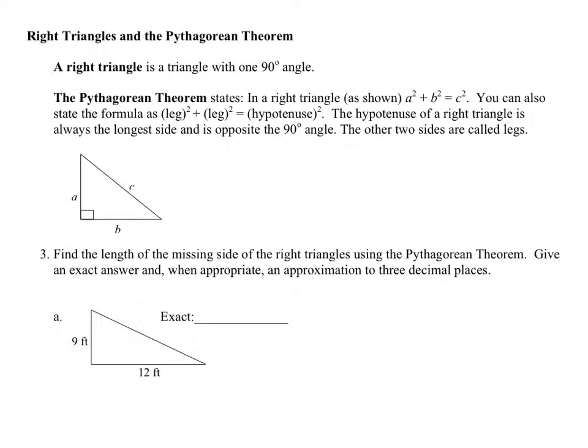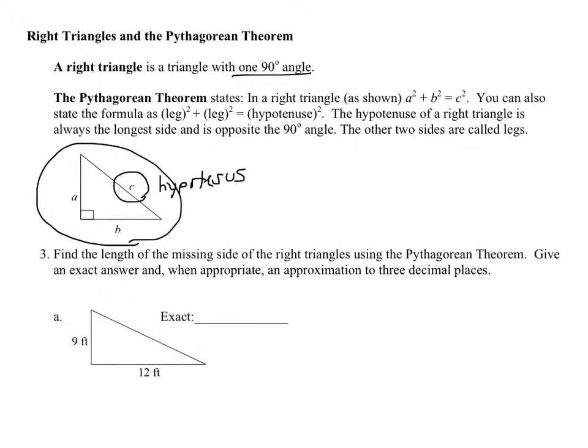Now we're going to talk about right triangles and the Pythagorean theorem. A right triangle is a triangle with one 90-degree angle. So this is an example of a right triangle. I've labeled this triangle A, B, C. C is called the hypotenuse. It's the longest side, or the side opposite the right angle. A and B are called legs.